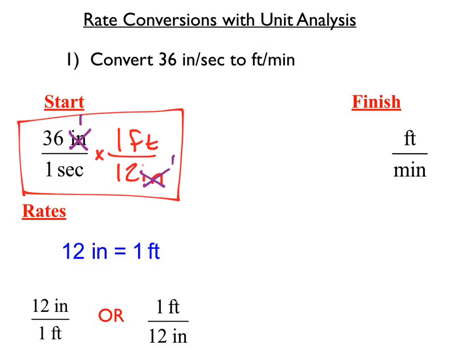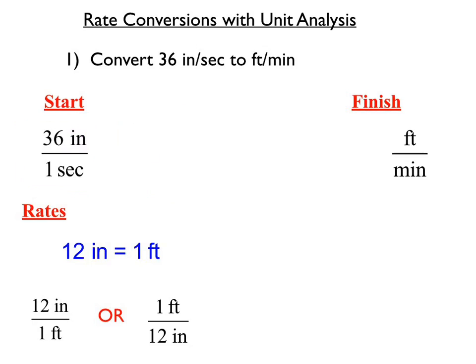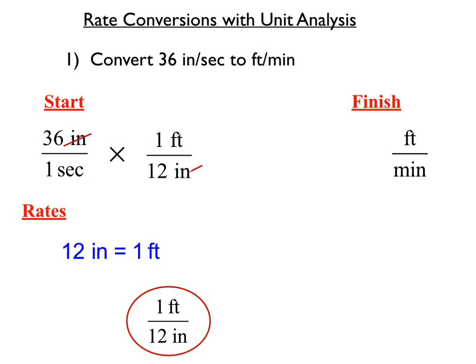Now I'm going to take all of this writing off of here. And we've already decided that it is 1 foot over 12 inches because of the cancellation of the units. So when I do that, inches cancel out, and notice that I'm only left with feet on top, and that's what I need to happen. So we've dealt with the conversion of inches to feet. Now we have to deal with the conversion of seconds to minutes.